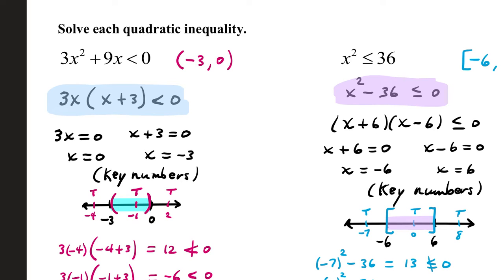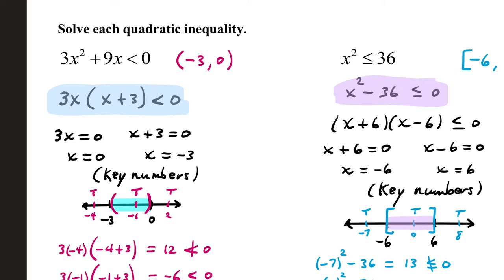Solve each quadratic inequality. In this first example, we have 3x squared plus 9x less than 0. We're searching for all values of x that make this statement true. The terms on the left can be factored. Specifically, we can factor out a 3x. If we factor out 3x, we have 3x times x plus 3.